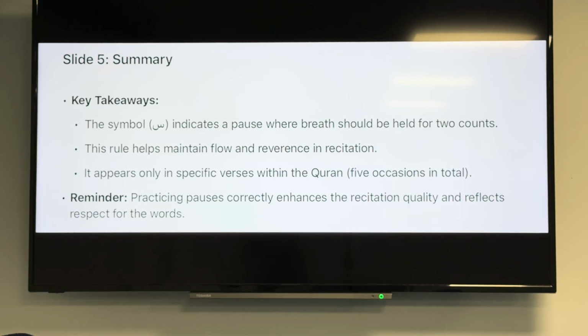We are holding the breath. We are not stopping. And the pause is shorter than a stop. The rule helps maintain flow and reverence in the recitation, based on the meaning of the verse. Yeah, it beautifies the reading of the Quran. So for example, if we were to stop, it wouldn't have the same effect as doing a pause. A lot of the time, the verses that I showed you are very strong verses, so what befits the beauty of the Quran is for one to do a pause.